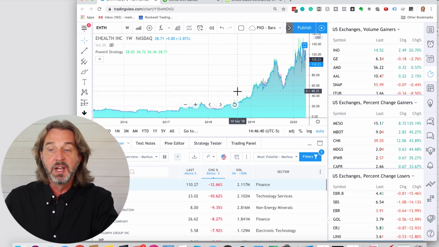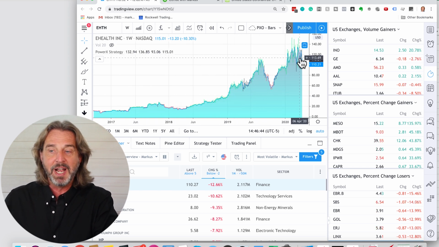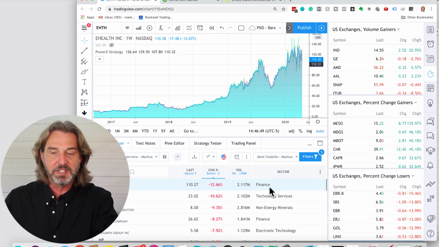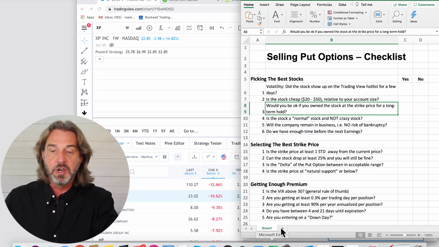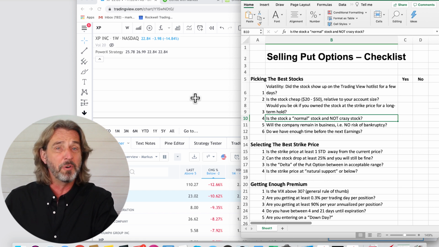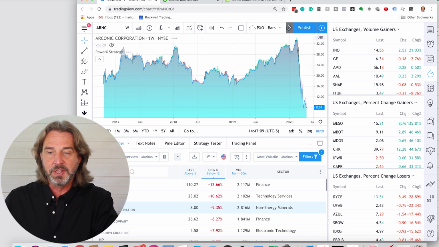And as you can see, this stock has been going up. It's still fairly expensive, and right now it is down today 12%. It says in the finance sector, I'm not too hot on this stock. So let's take a look at another one, XP. Now XP is a stock that just recently started trading, and one of the criteria that I have is no crazy stock. You see, is the stock normal and not a crazy stock? For me, this looks more like a crazy stock. Let's see if we find something that makes more sense.